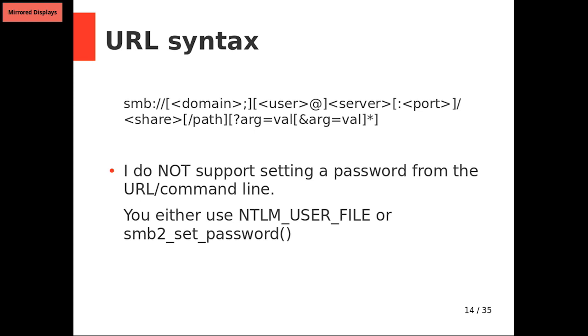One of the concepts I have to specify resources and also arguments or parameters on how to control the sessions is a URL syntax that I use. smb://, domain optional, username optional, server, and also we can specify a port in case your SMB2 server runs on something different than 445. Maybe, for example, your SMB server sits behind a reverse NAT router.